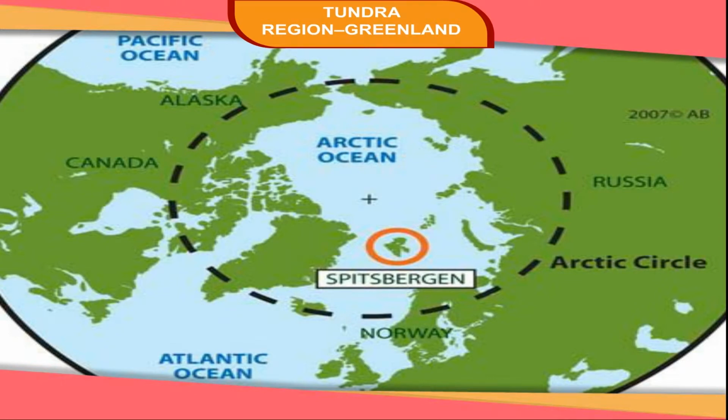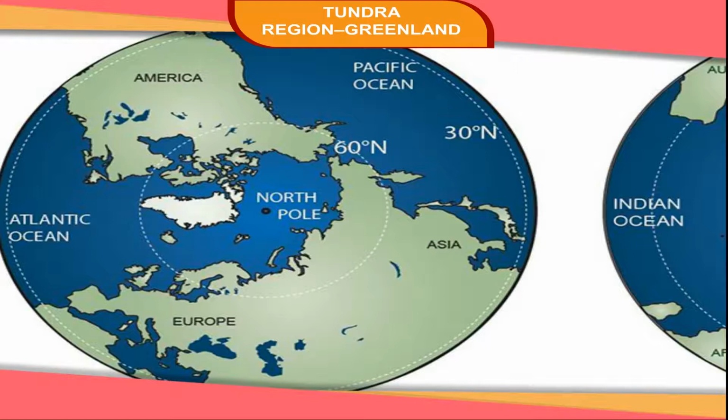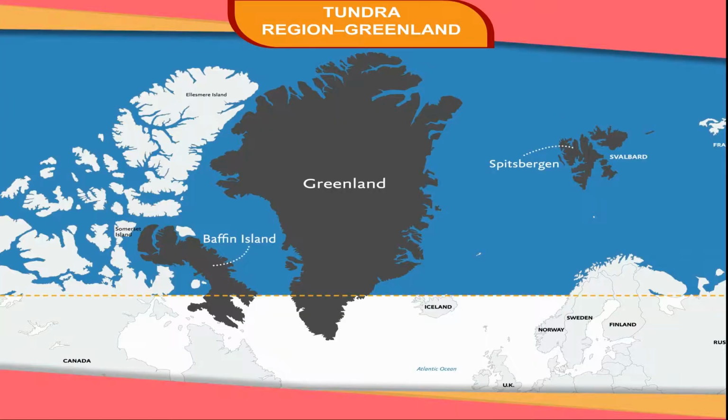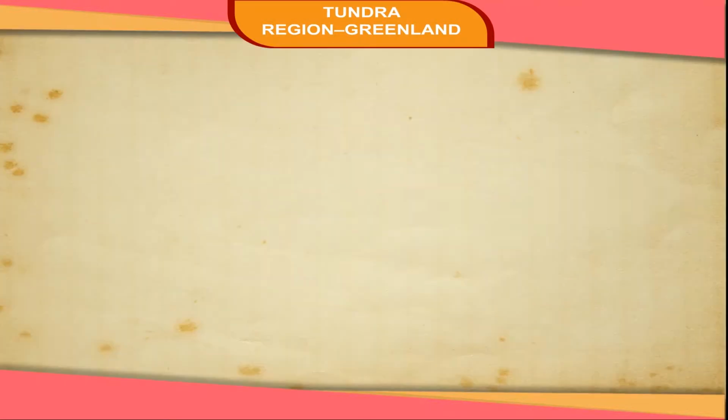The Arctic includes the Arctic Ocean, many polar islands, and parts of the mainlands of North America, Asia, and Europe. This part of the world is called the Tundra region. To study this region, we have chosen Greenland. Greenland is the largest island in the world.